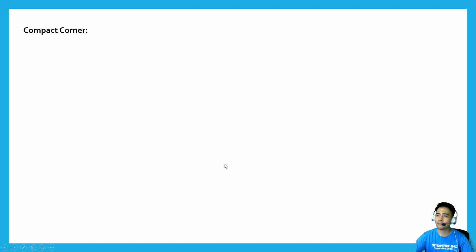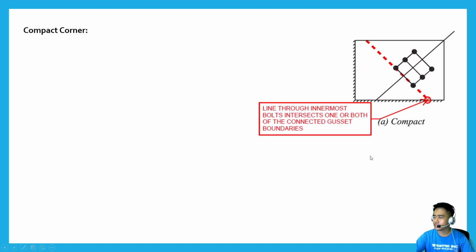So first are compact corners. Here's an image of a compact corner gusset. Compact corner gussets must have two edges of the plate that are connected to the supporting members. So in this example here's the first edge and this is the second edge, which is welded to the support. So both edges are connected to the support. It's either welded or bolted.